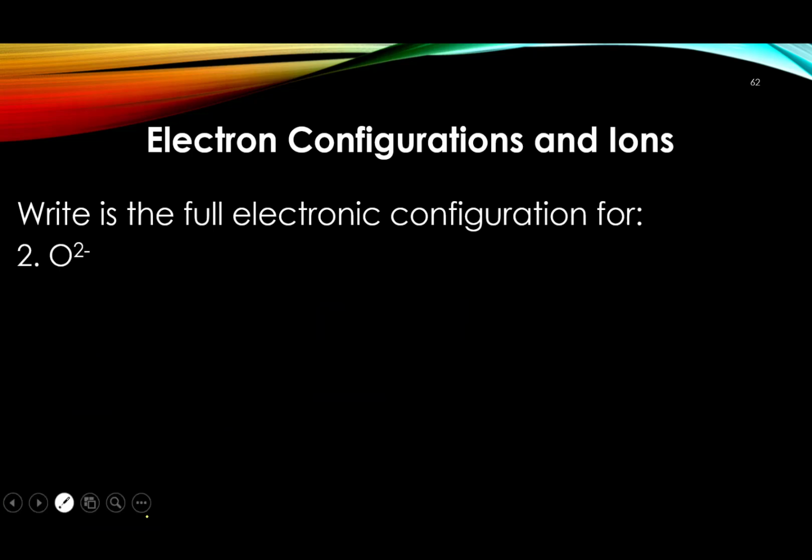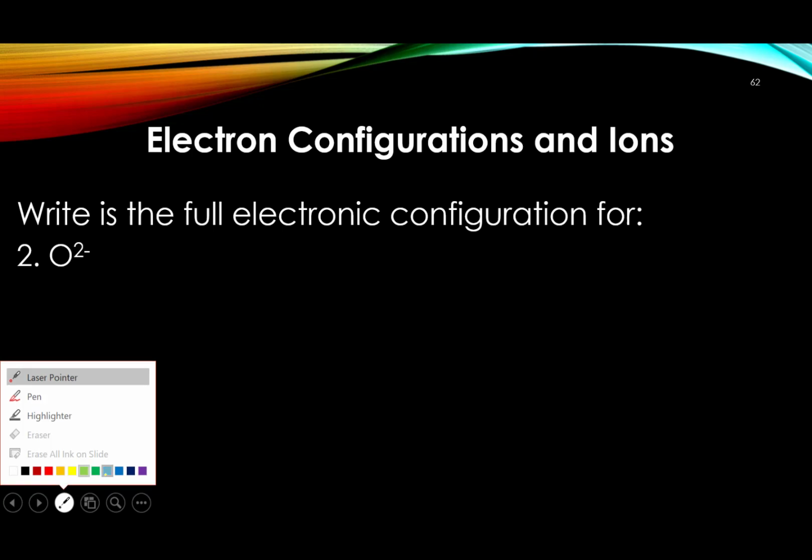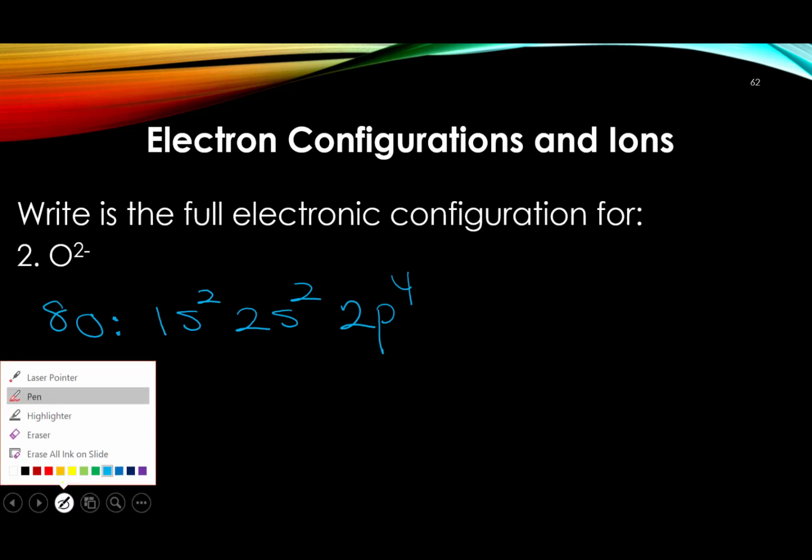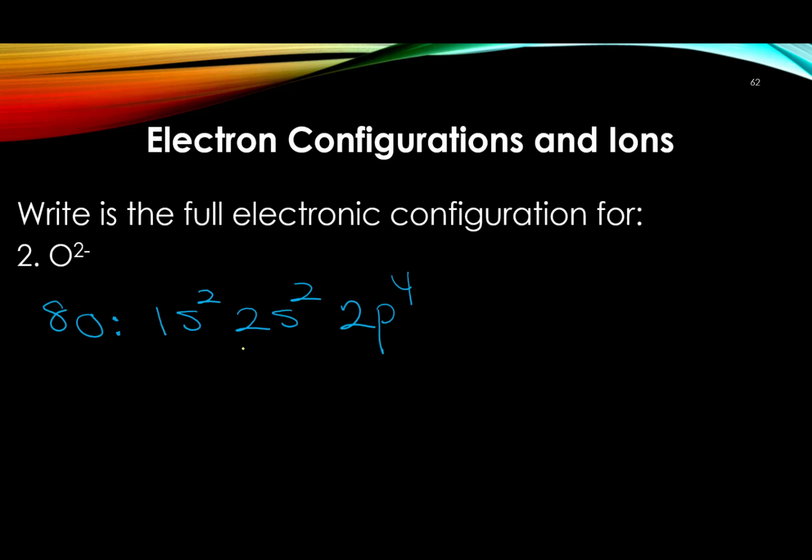Now let's do it for oxygen. Again, do it for the oxygen atom. Oxygen has 8 electrons. Now, second, you're going to look for the valence shell. This is the valence shell. Then for oxygen ion, we're going to add 2 electrons.